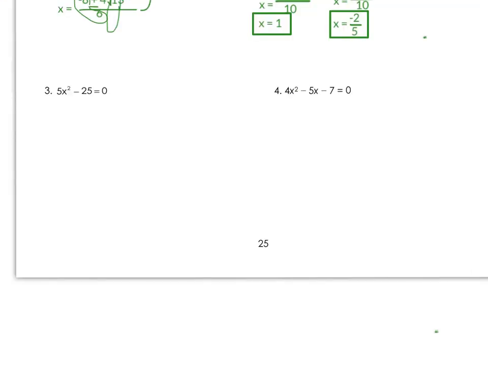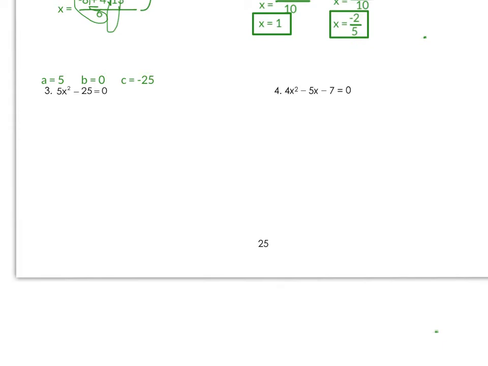Okay, number 3, so we have 5x squared minus 25 equals 0. So the first step, again, identify a, b, and c. So a equals 5, the number with x squared. B, since there is no coefficient with an x variable, that means there is no b value, or it's 0, 0 x's. And then c is negative 25.